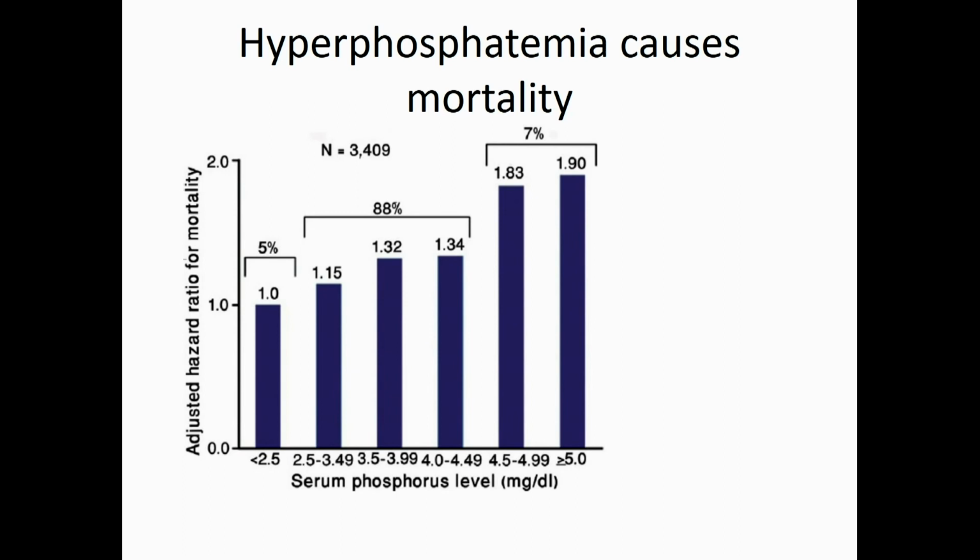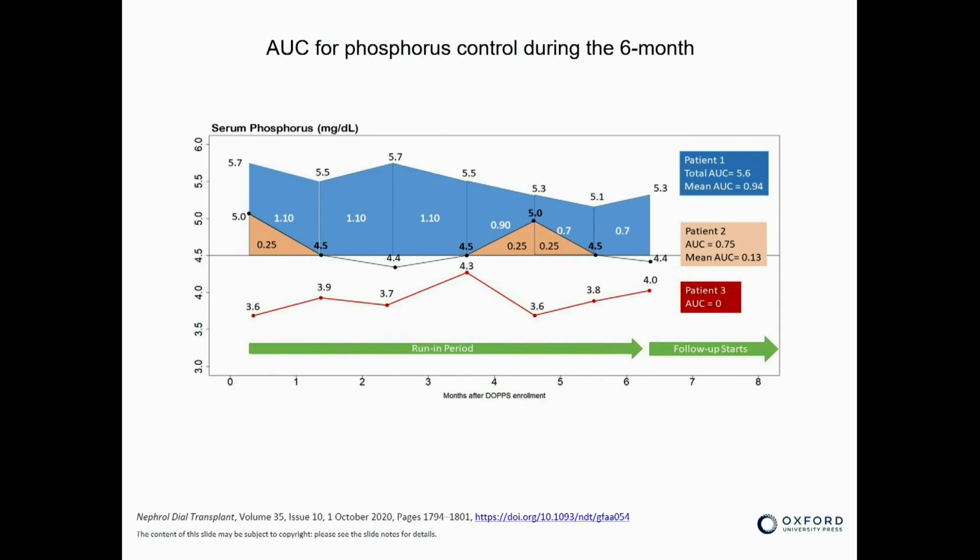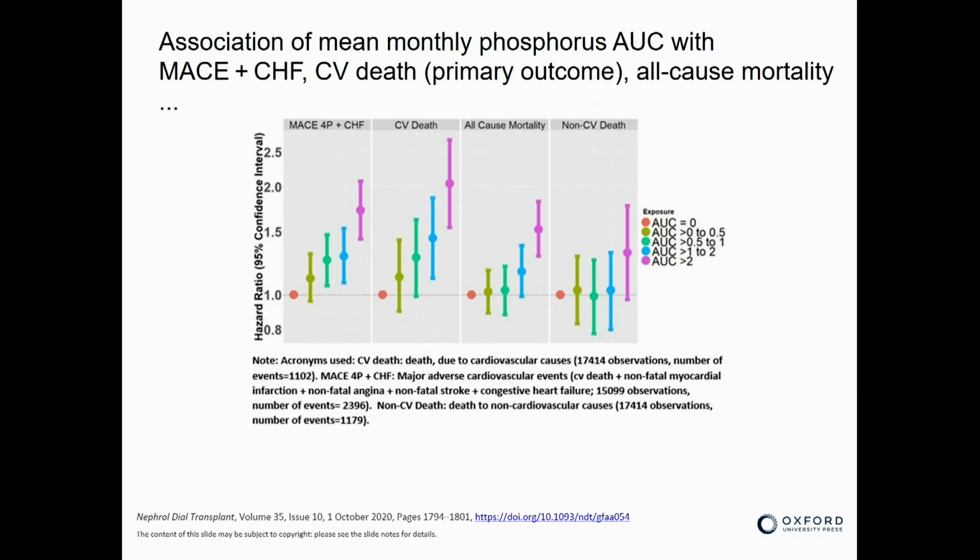Phosphate is important again, as compared to 3.5 to 4. Higher phosphorus increased the mortality, and this is one of the recent papers in 2020 which showed AUC calculation above 4.5. They have shown that those who have lesser AUC of phosphorus have lesser mortality as compared to more than 2, who have a worse outcome, almost around 1.5 to 1.7 times more mortality.